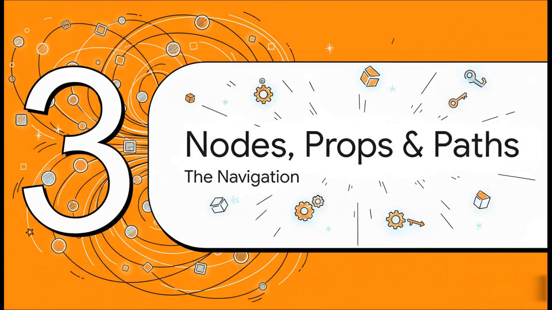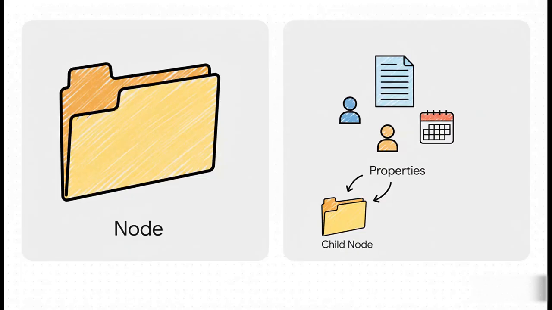So let's zoom in on those two building blocks, nodes and properties. This is really where the magic starts to happen. This slide is probably the most important one to really let sink in. A node is basically a smart folder. It's a container. It can hold other nodes, which creates that tree structure we were talking about. But here's the key. It can also hold properties. A property is where the actual data lives. The headline of an article, the author's name, the date it was published. So the nodes build the skeleton and the properties are the flesh on the bones.